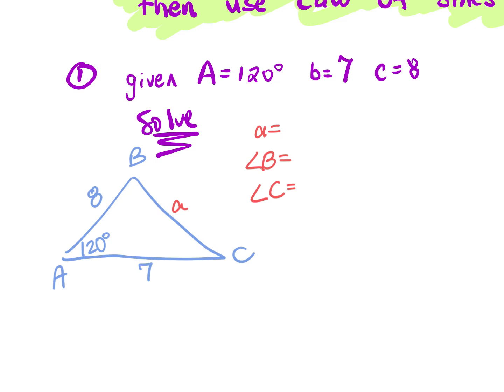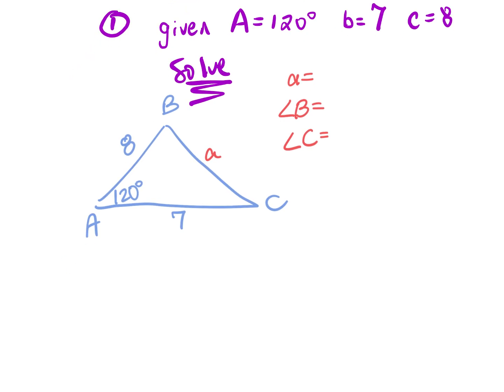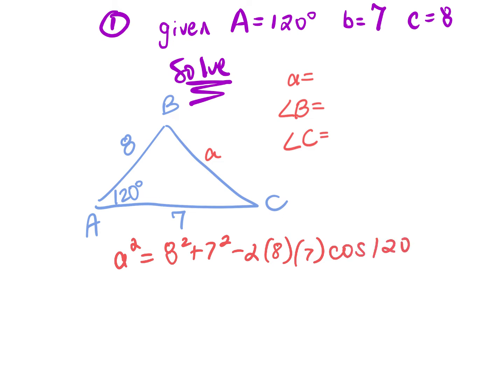Well, would it be helpful if we found A first? Yes, right? It would be very helpful if we found A first, because A, we already know that's the biggest angle, 120. But if we find A, then we can use the law of sines to finish the problem, correct? So let's find the measure of A. I have A squared equals, I'm not even going to look at the formula because I know it's the other two sides. 8 squared plus 7 squared minus 2 times 8 times 7 times the cosine of 120.